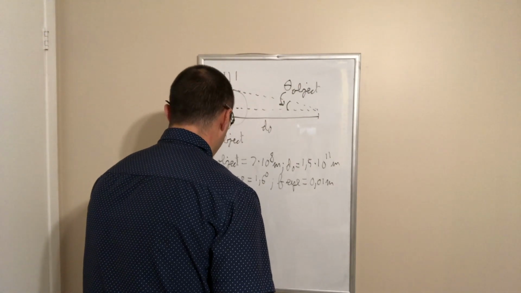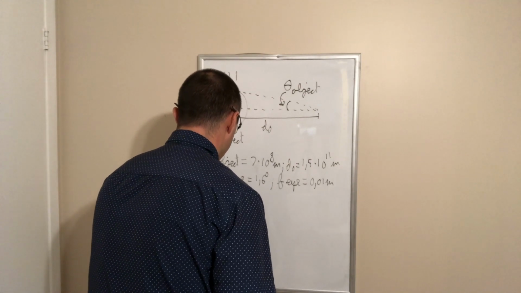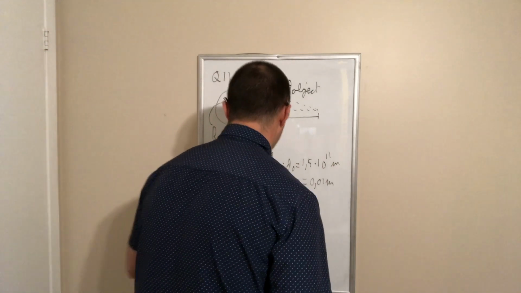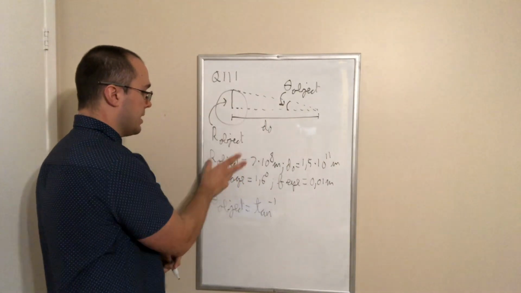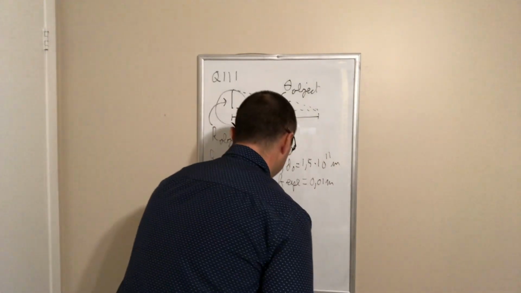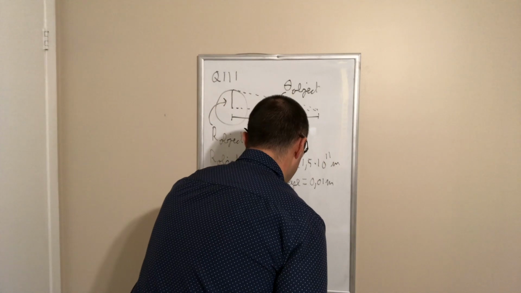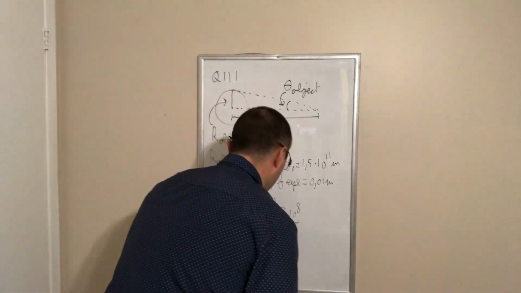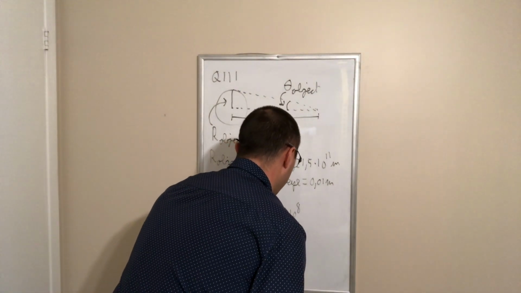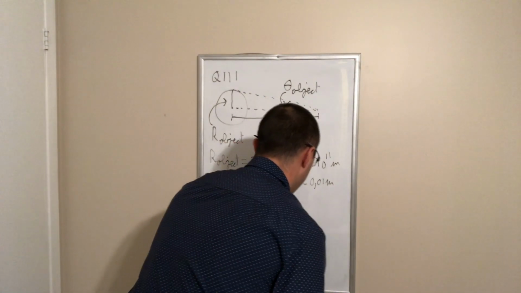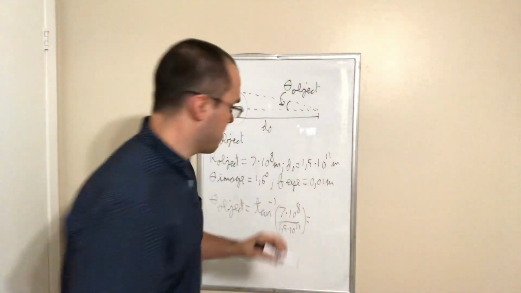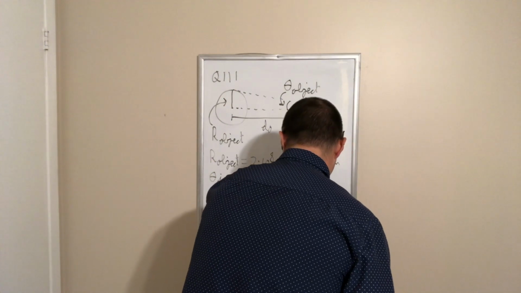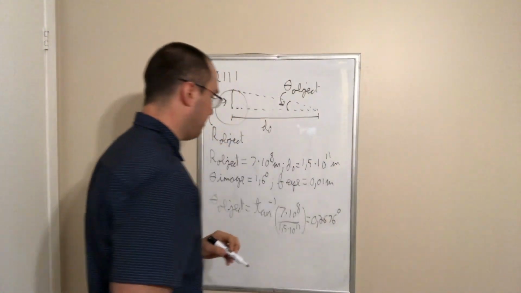So the angle of the object is equal to the inverse function of tan of the opposite side, in this case the radius of the object. So 7 multiplied by 10 to the power 8 divided by the distance of the object, 1.5 multiplied by 10 to the power 11. And we get 0.2676 degree in this case.